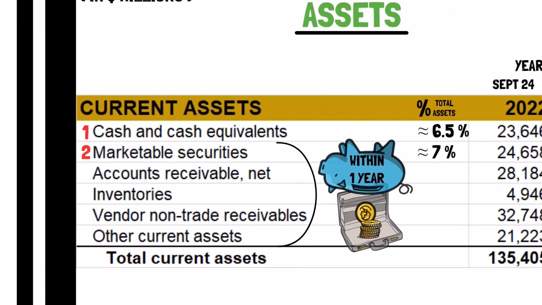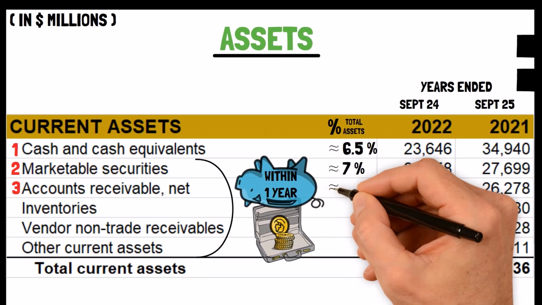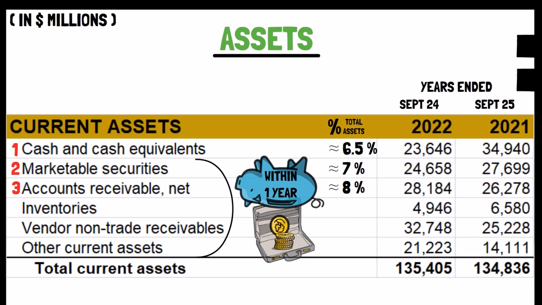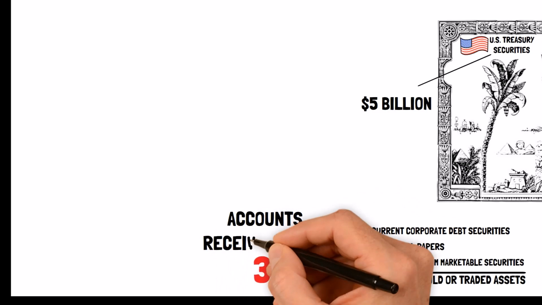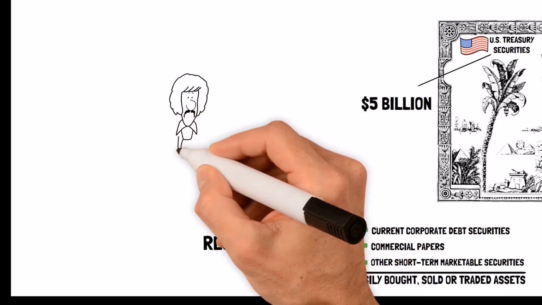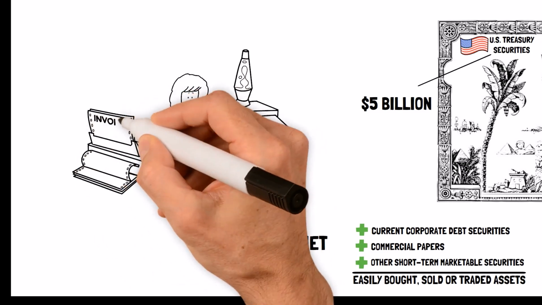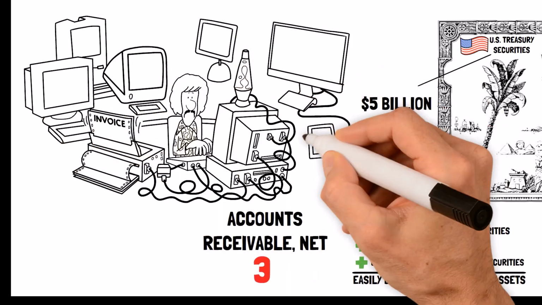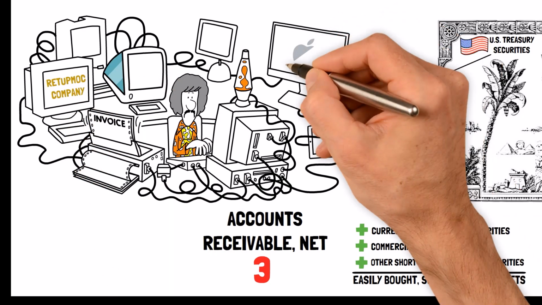The third row is accounts receivable, net. It constitutes about 8% of the total assets. Accounts receivable represent the products or services that a business has delivered to its customers but have not yet been paid for. This could, for example, be for an IT company that just bought new Apple computers.